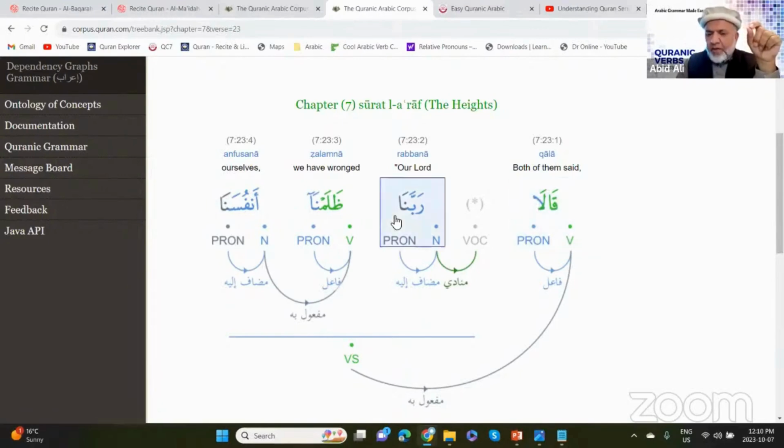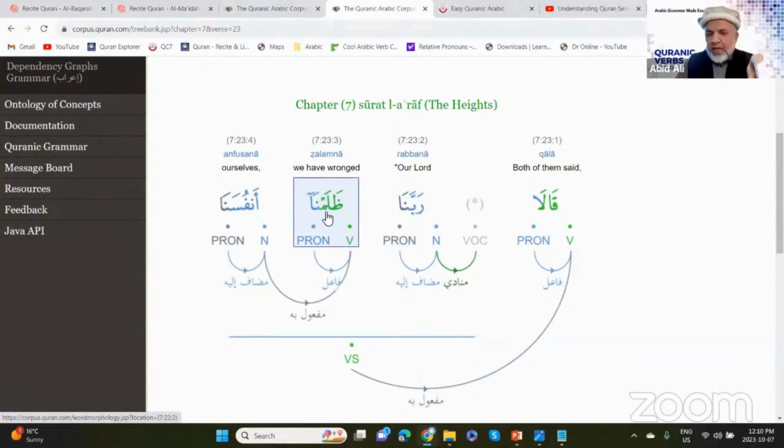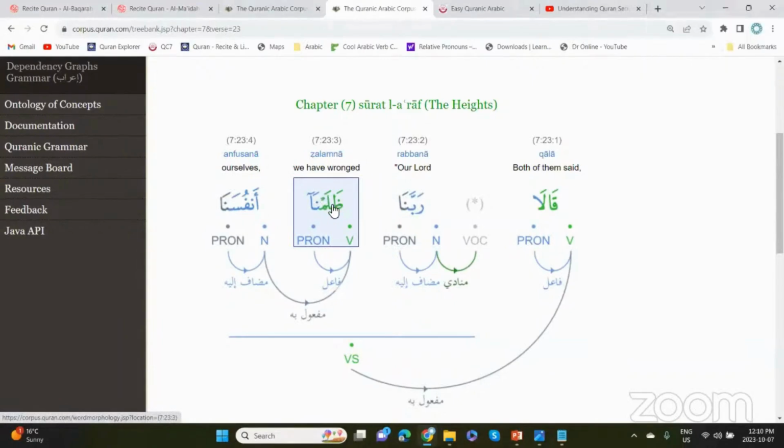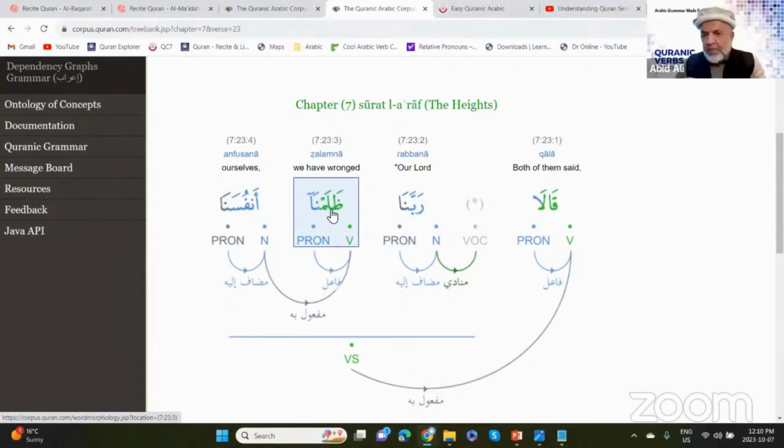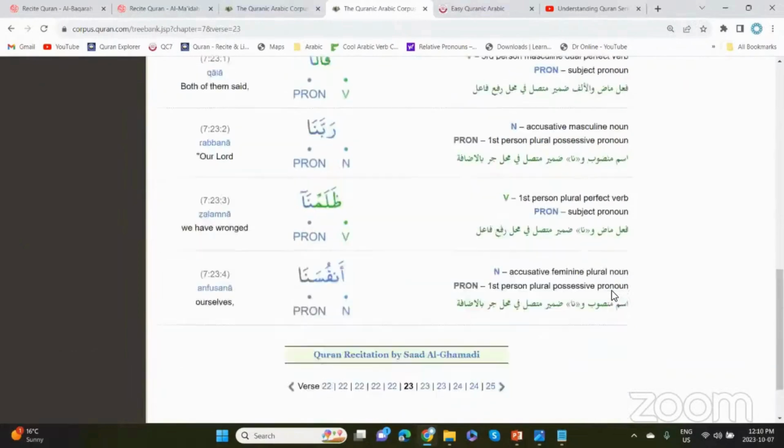Qala. Now, what is Rabbana? Our Rabb. Our Lord. Zalamna. Is Zalamna siga 14? Siga number 14: khalaqna, razaqna, zahabna, zalamna. Do we already know this zalamna? Yes. We wronged. We wronged ourselves. Anfusana, ourselves, right? All these are siga 14.